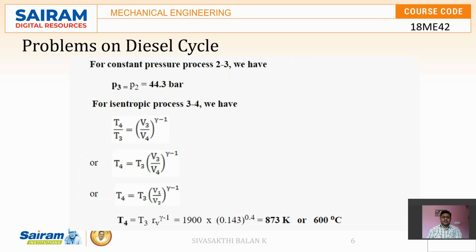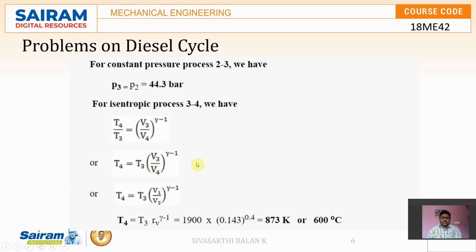Then come to the process 3 to 4. It is again an isentropic process. We are going to use the relation TV power gamma minus 1 as constant. Comparing the initial and final states 3 and 4, we can easily find the value of T4. T4 comes as T3 times V3 by V4 to the power gamma minus 1. V3 by V4 is nothing but the cutoff value.